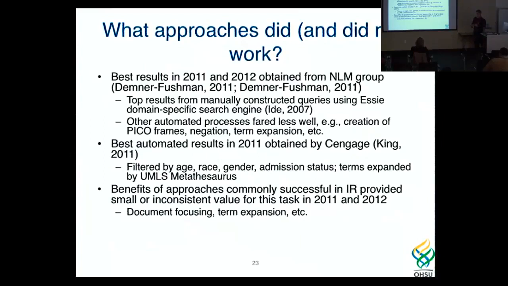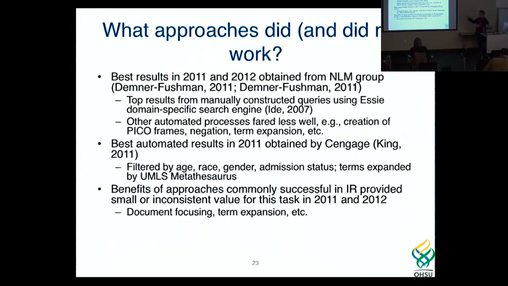But other people tried things like, sometimes we take clinical questions and put them in the PICO framework: the problem, intervention, comparator, outcome. That didn't work too well. People tried to recognize negation, because on some of those topics, and sometimes in medical records, it's really helpful to recognize when someone's saying the patient doesn't have this disease. Things like term expansion, expanding different synonyms and things like that, those did not work well.